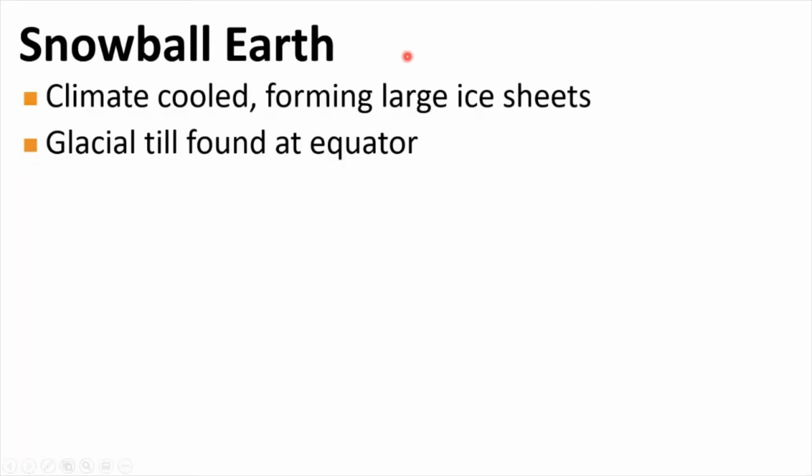During this time, we also have snowball Earth. The climate cooled, forming very large ice sheets. And we also have glacial till that's found at the equator. And so glacial till is a very unique deposit that we find in glacial sediment. And so it's basically a jumble mixture of different grain sizes that are picked up and churned up by the movement of a glacier.